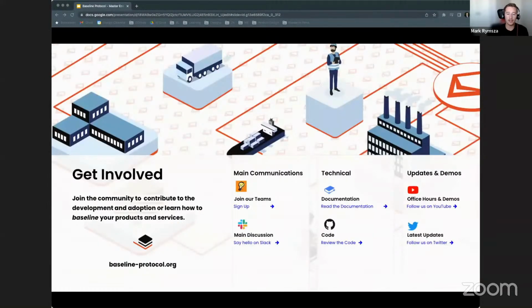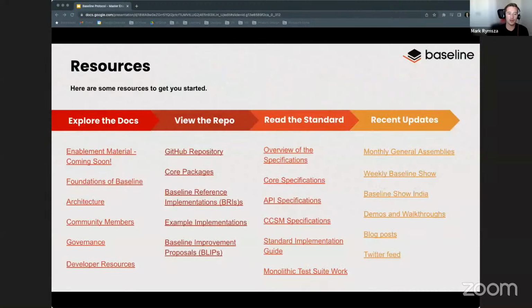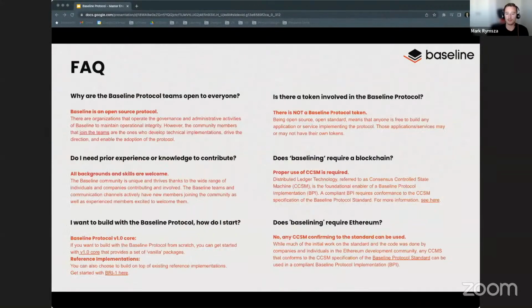And then finally, at the end, you get to the resources: how to get involved in the community, where our materials are, some of our resources, and frequently asked questions. And that takes us to the end of the deck.